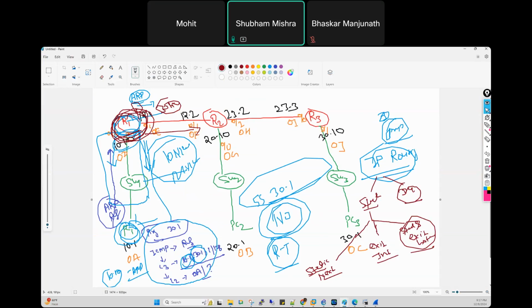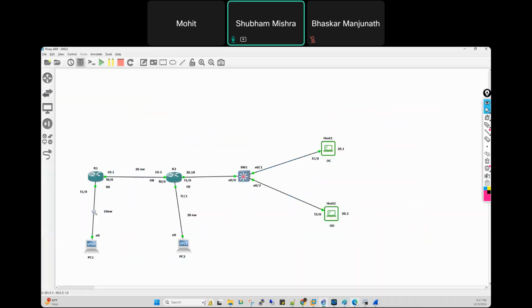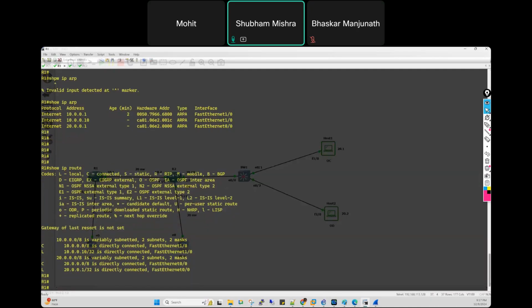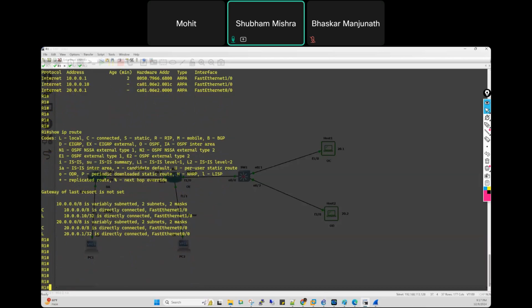In static routing, also there are 3 conditions by which you can configure static routing. Let me show you. For example, come here on R1. First of all, tell me, what does R1 not know? R1 doesn't know what the 30 network is. So you need to configure IP routing here.